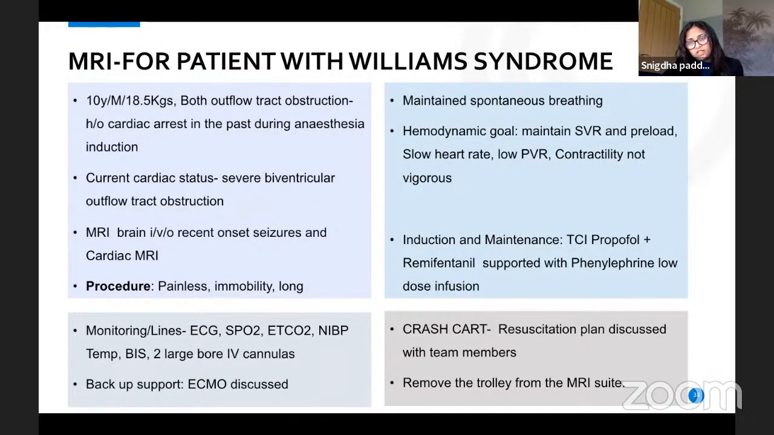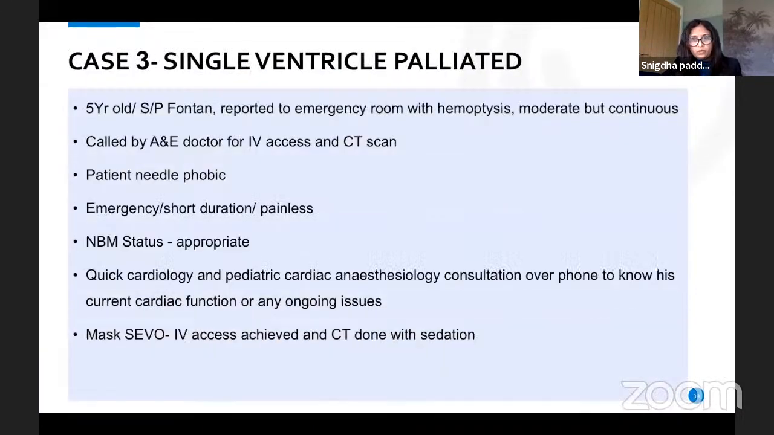And we had a clear-cut hemodynamic goal to maintain the SVR, keep him on the slower side, low PVR, avoid drugs which can cause vigorous contractility to prevent SAM. So we chose TCI, propofol, and remifentanil combination, and we supported with a low-dose phenyl in the background. We had our crash cart ready, and team allocation was already done. In case things go out of our hand, who will remove the trolley from the MRI, and all the role allocation was already done. So this is how we could do that case comfortably.